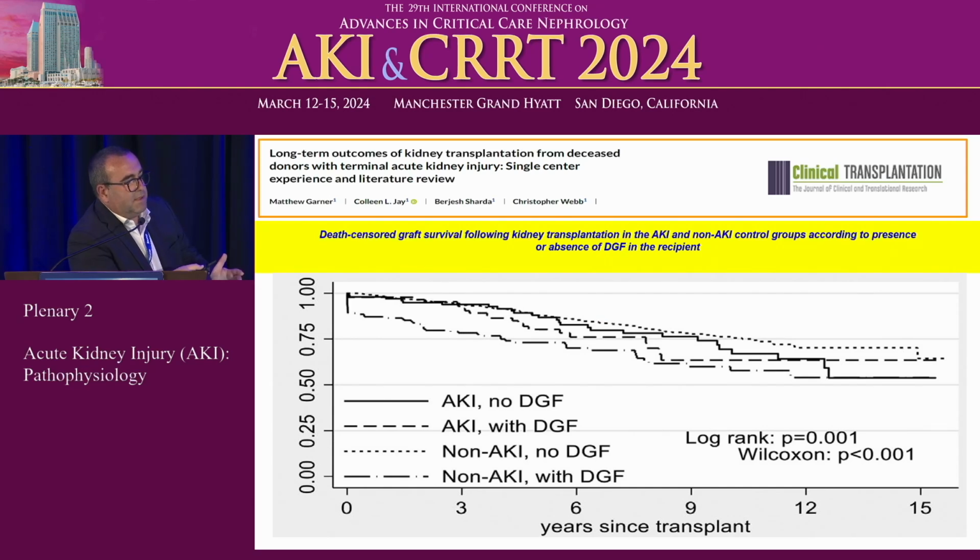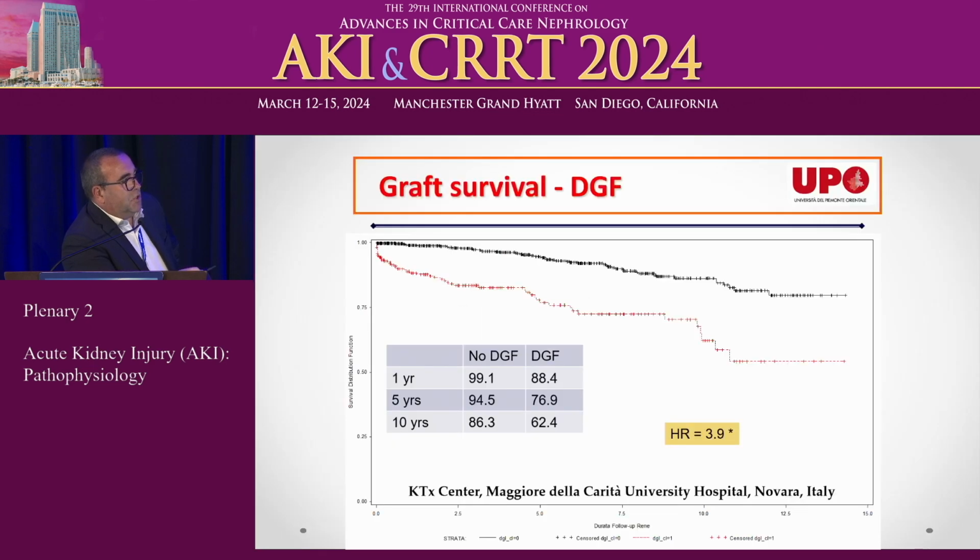And so putting things together, we can have AKI in the donors and the development of DGF, but you can also have DGF for other causes. So AKI in the donors is a risk factor, but we have other risk factors to consider. And if you look at the survival of the kidney graft, the most important thing really is the presence of delayed graft function. These are data from our unit in which you can clearly see how the kidney graft survival in patients experiencing DGF is significantly lower than in the patients without DGF.